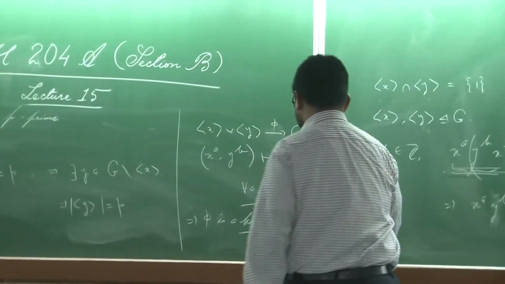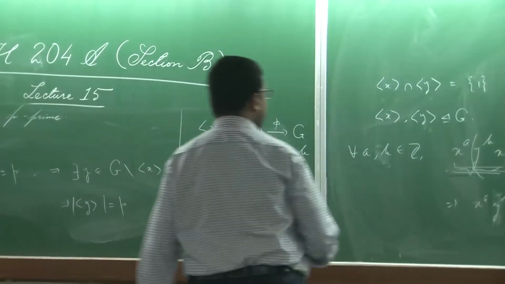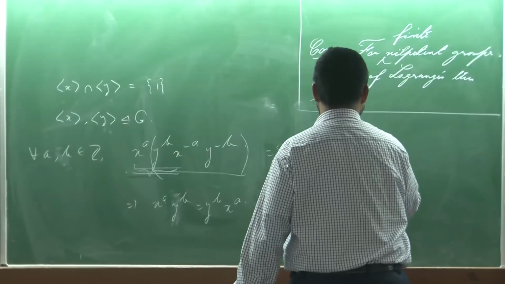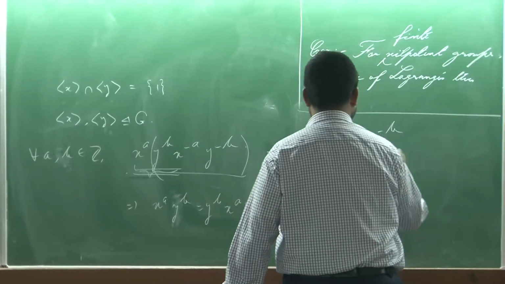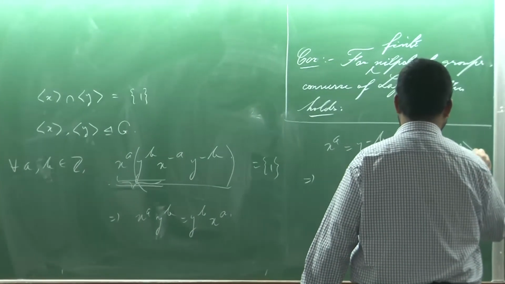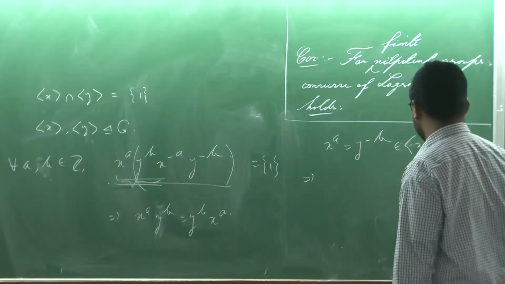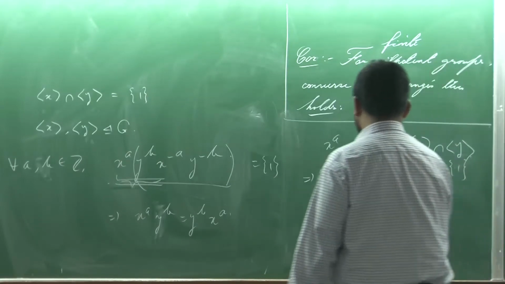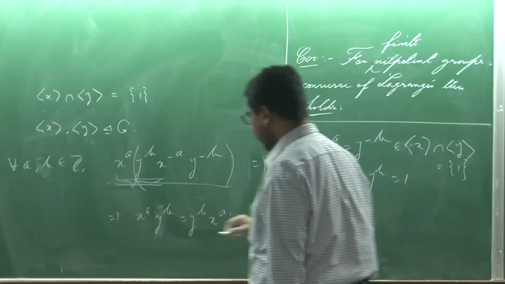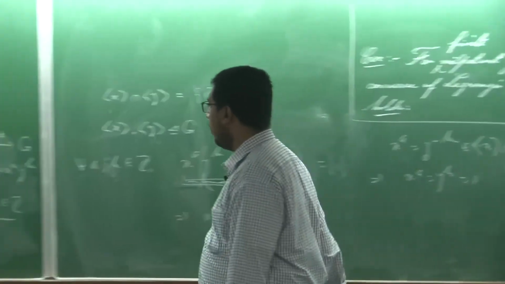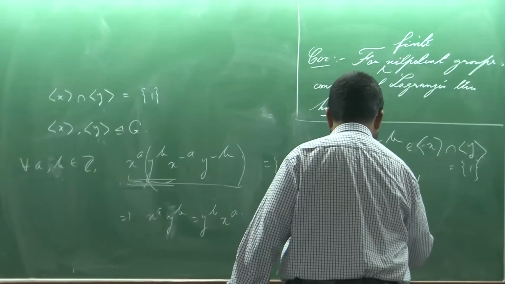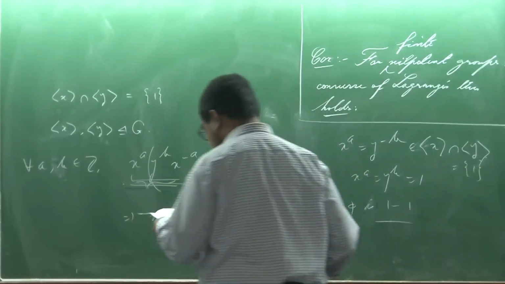So let me again write it for you. x to the power a equals y to the power minus b, so both lie in the intersection, because the left hand side lies in one subgroup and the right hand side lies in the other. So this is trivial. That forces both x to the power a and y to the power b to be the identity. Hence phi is one-one, and then we are done.